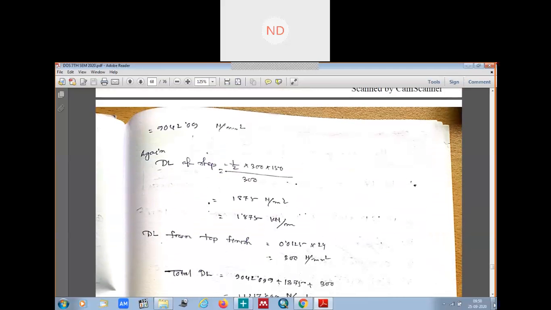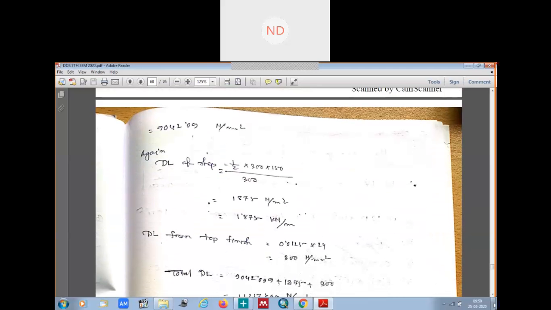So what does this give us? This comes out to be 9042.09 Newton per meter square. So we got the corresponding load which we calculated per unit horizontal area.